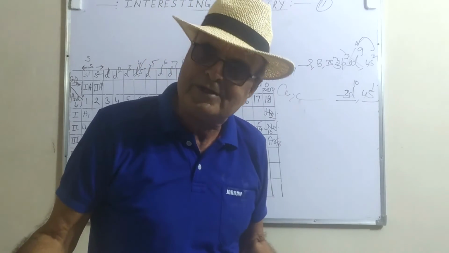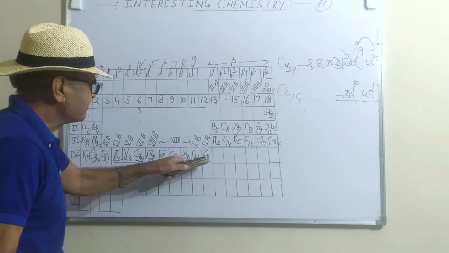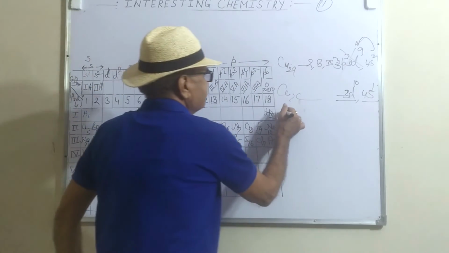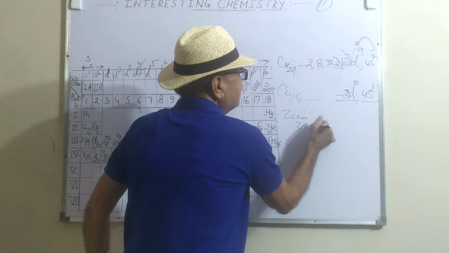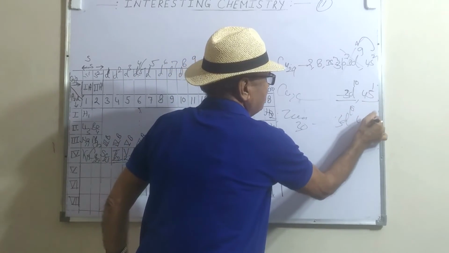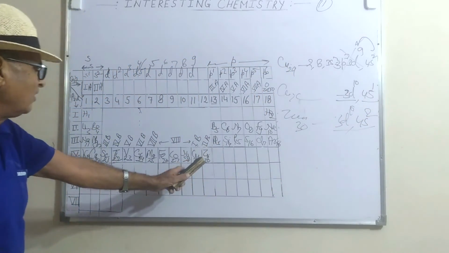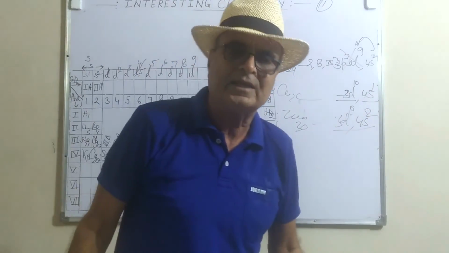I think you have understood. Then this is zinc, Zn30. You can write here 3d10, and the 30th electron will occupy 4s2. So this is all about up to 30 electrons.